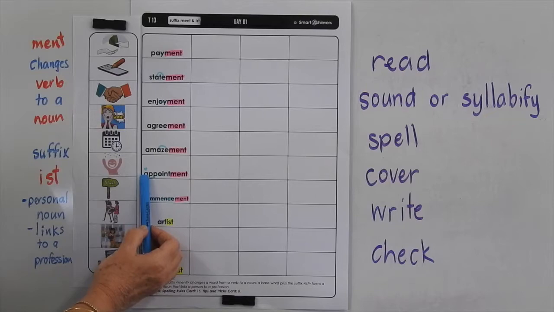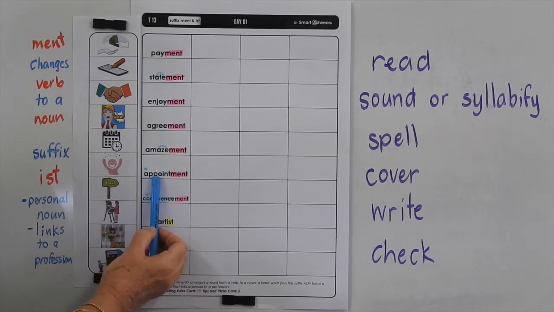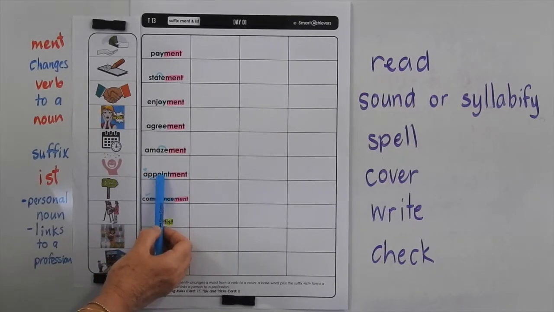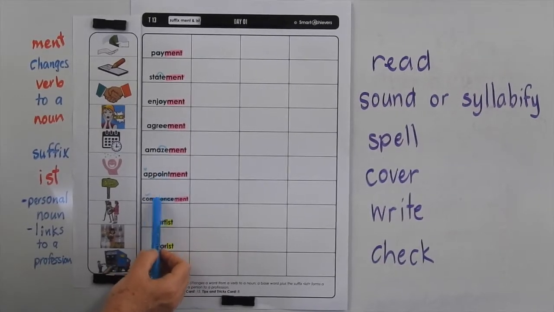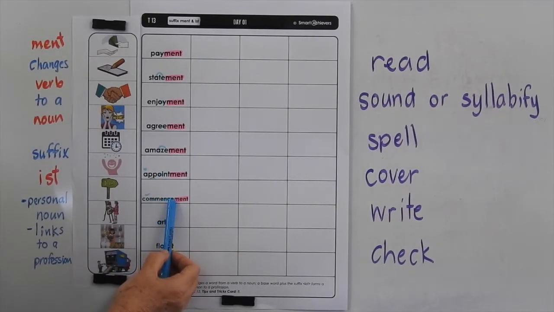Appointment, now this is a short vowel sound at, because we've got the double P after it, and then we've got the OI for the OI sound as well. Commencement, you've got that ent sound that we've learnt previously, and we've got a short op sound here because we've got a double M after it.